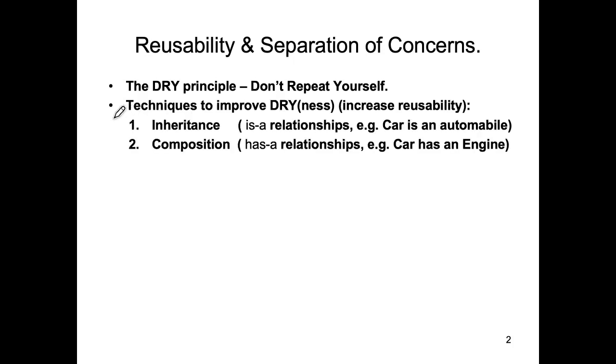Now, in very general terms, there are 2 techniques available to us for improving the dryness of our code. One is called the inheritance approach, and the other is called the composition approach. And this is a way of how you might approach modeling the particular problem domain that you're developing a software solution for. So the inheritance approach towards modeling your problem domain is to try and look for what are referred to as is-a-type relationships in your problem domain.